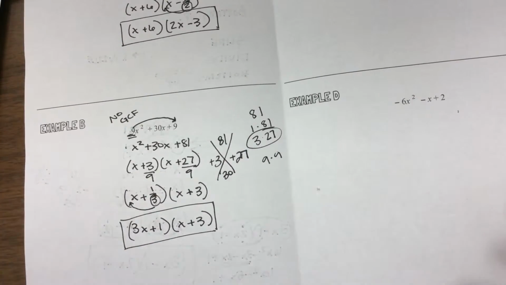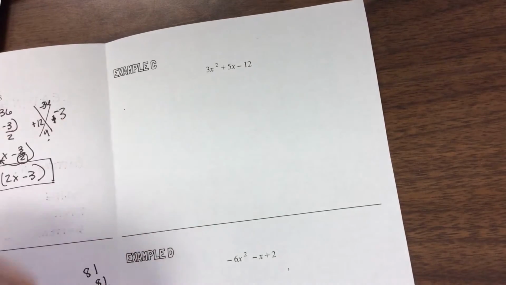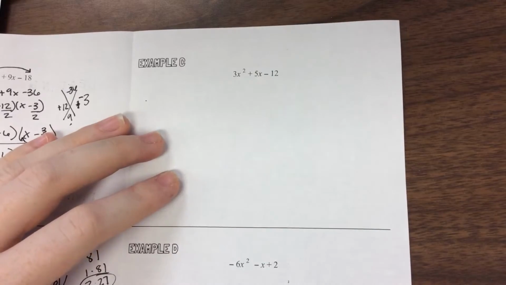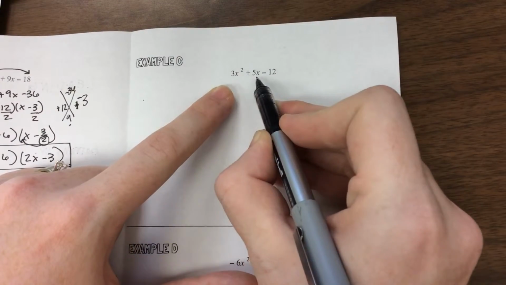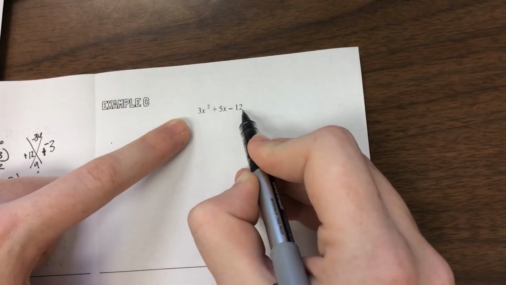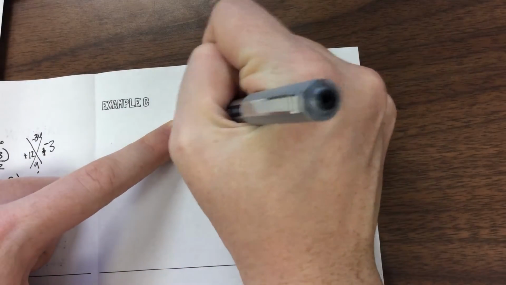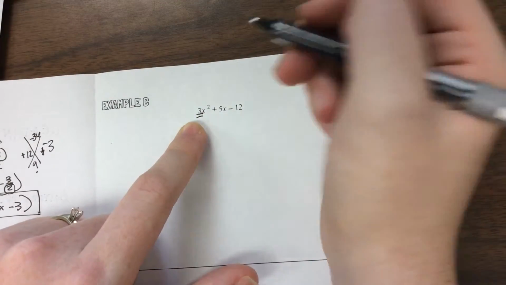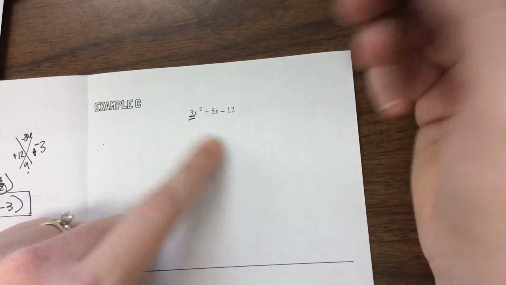Again, if you want to practice on your own, practice C and D and see if you got it. These are good ways to check if you're understanding. So pause the video and see if you got it. Here, a 3x squared plus 5x minus 12. Again, there's not a greatest common factor. There's not a number that goes into all these. There's not a variable. If your leading coefficient is not 1, it's not just an x squared, there's a number in front. You have to do bottoms up.